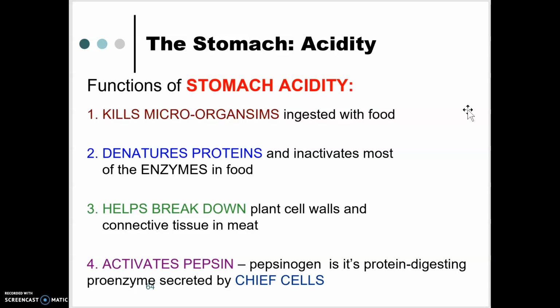Stomach acid will also help us break down some of the things we eat, the connective tissue and fatty tissue we find in meat, and plant cell walls will also get damaged by low pH, which will help us digest and absorb them. And finally, a low pH is going to help us activate one of the most important enzymes in our stomach, which is called pepsin. Pepsin is a protein digesting enzyme that's produced by the chief cells. So let's talk quickly about how pepsin is produced.